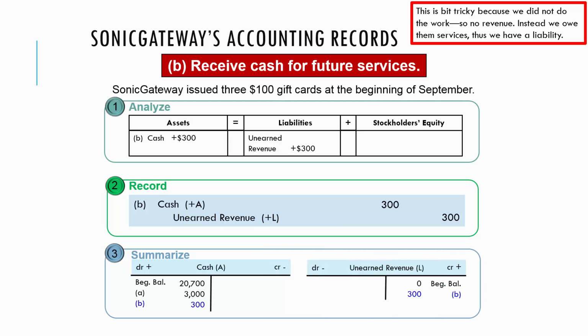So for the time being, we create this account, and it's called an unearned revenue account. Now, companies have to keep track of their gift cards. They have to keep track of what the balance is in their gift cards, and they have to keep track of the fact that customers come in and use the gift cards, and the gift cards go away.